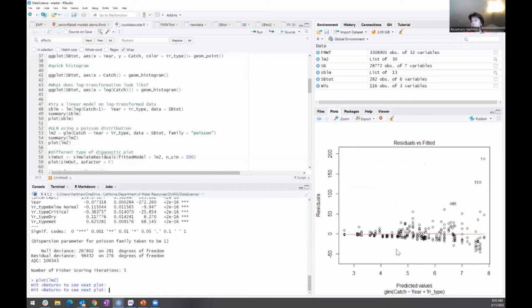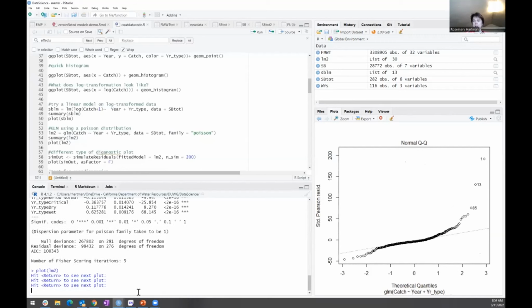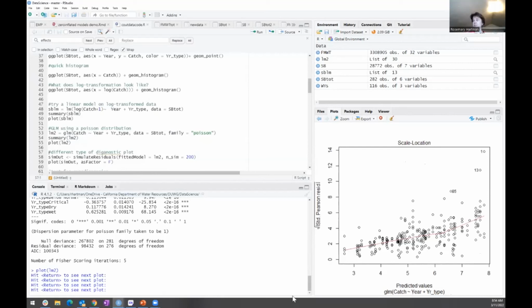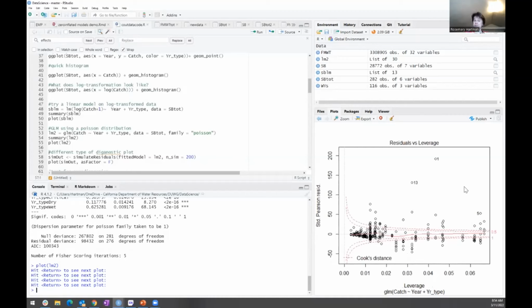They're looking a little iffy. So this one, which looks like a cloud, instead we have a trend where there's greater dispersion off the line for higher values. That's the bad side. Normal QQ plot, I got a lot of points way off the line. Location, we have sort of an increase in that red line. Not good. Residuals versus leverage is really looking bad. All sorts of points outside the dotted lines.